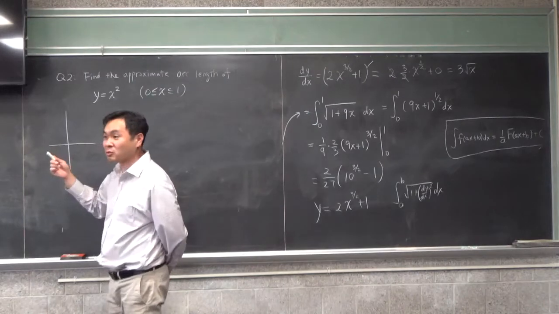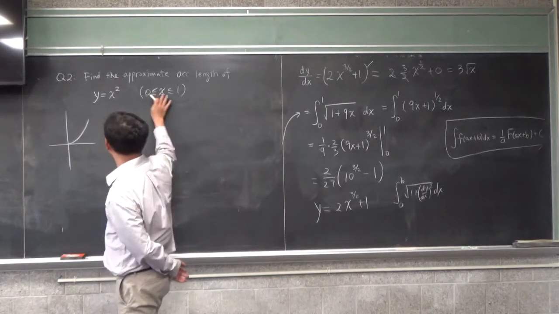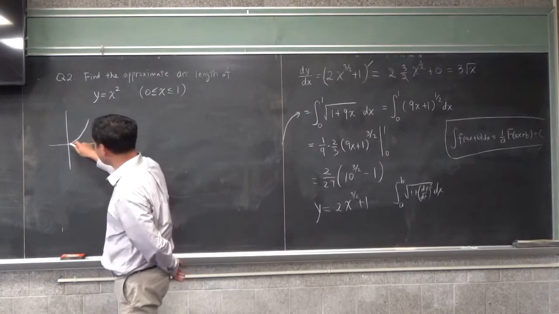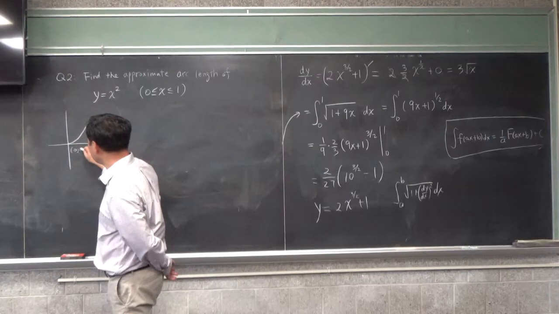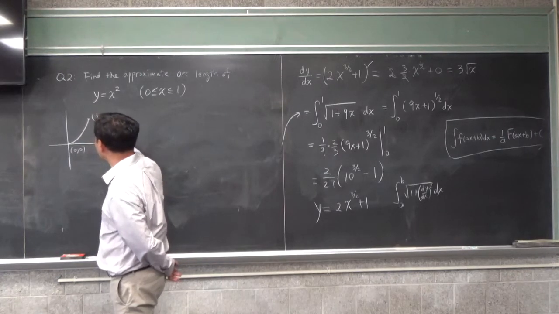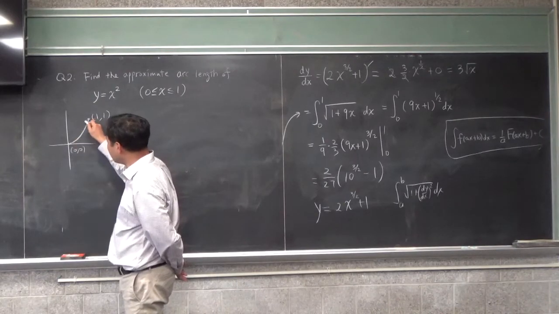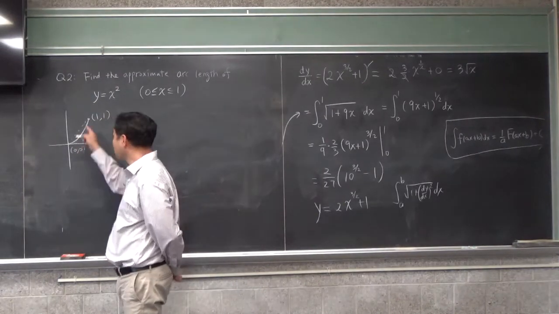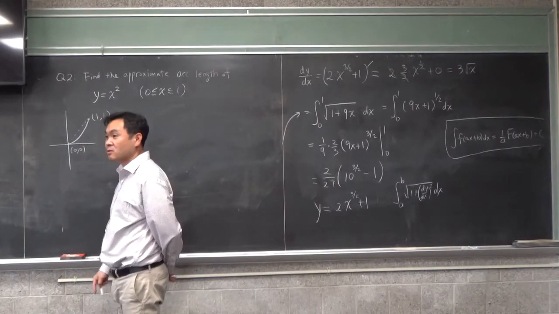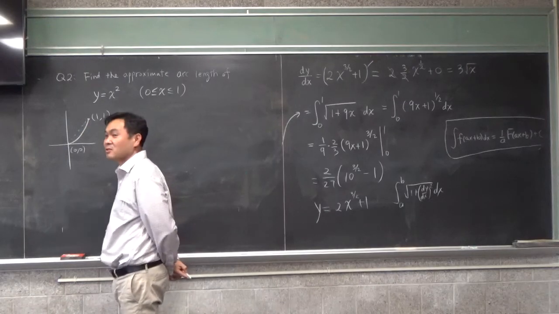We all know the graph of y equals x squared, right? And we're just drawing from 0 to 1, so it's this part of the parabola. This is (0, 0). This other point is (1, 1). What's the length of this straight line? It's 1 and 1, so what's this length?